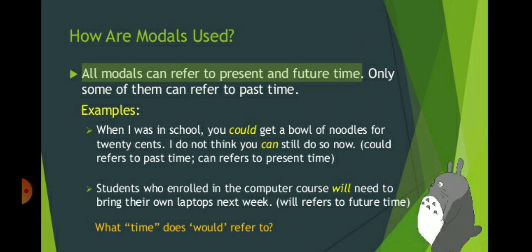Now let us try to understand how modals are used. All modals can refer to present and future time. Only some of them can refer to past time. For example, when I was in school, you could get a bowl of noodles for 20 cents. I do not think you can still do so now. My dear students, I just want to tell you, could refers to past time, can refers to present time. So you can see here these two examples of could and can.